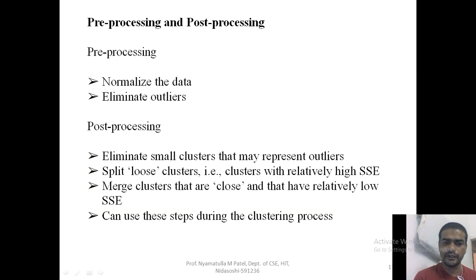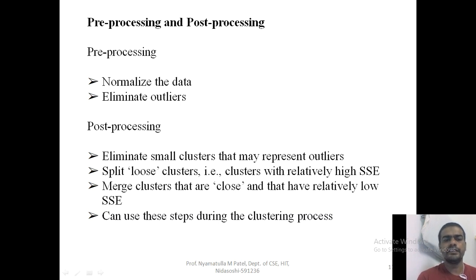then in the post-processing, what do we need to do? Eliminate small clusters that may represent outliers. Even when you have removed outliers, the small points that are a part of the noise, some noise points will still remain as a cluster. So eliminate those small clusters that may represent an outlier, that do not belong to any cluster and do not have the properties of any cluster. Those small clusters you need to eliminate.